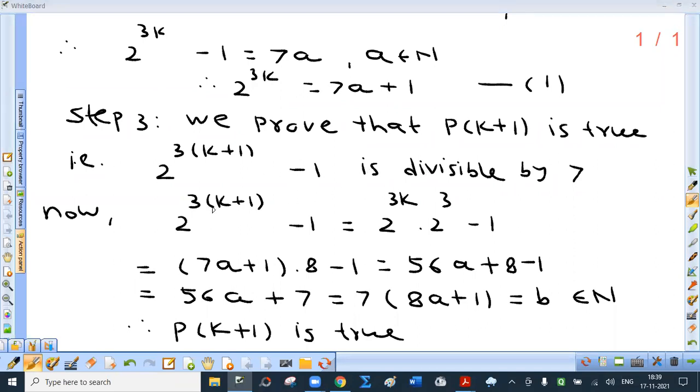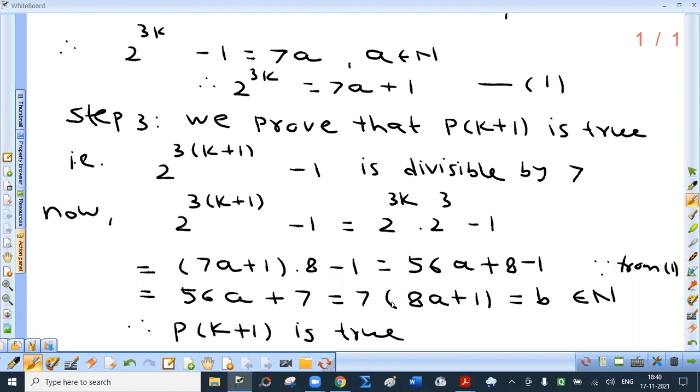Now, 2 raised to 3 into (k plus 1) minus 1 is 2 raised to 3k into 2 cube, laws of indices, minus 1. Now, 2 raised to 3k is 7a plus 1. We have to mention the reason here, from step 1. Okay. So (7a plus 1) into 2 cube, 8, minus 1. Open the bracket. 56a plus 8 minus 1, that is 56a plus 7. Take 7 common. So 7 into (8a plus 1). Note that a is a natural number, so 8a plus 1 is natural.